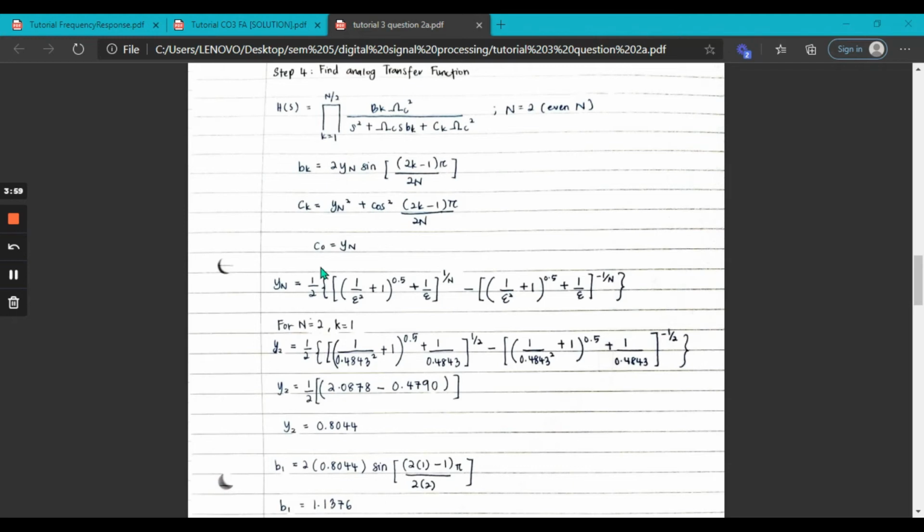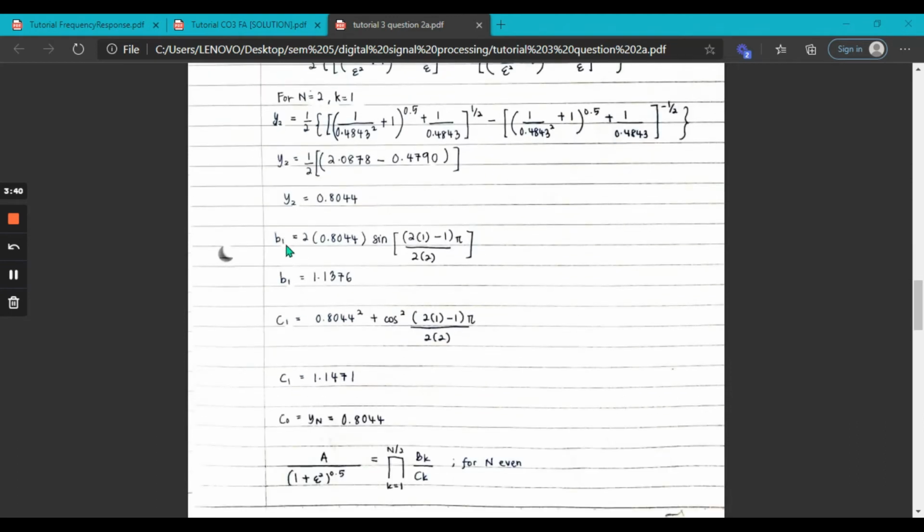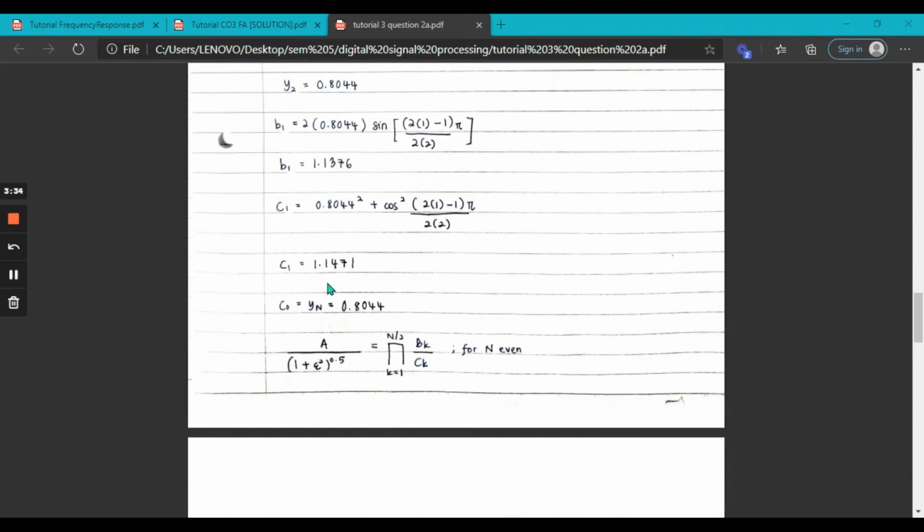For this function, N is equal to 2 and k is equal to 1. So here y2 is equal to 0.8044 by using this formula. After that, we can find v1 is equal to 1.1376. Next, c1 is equal to 1.1471. After that, c0 is equal to yN, which is 0.8044.